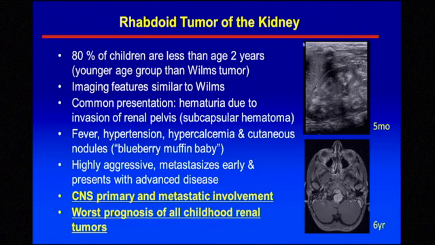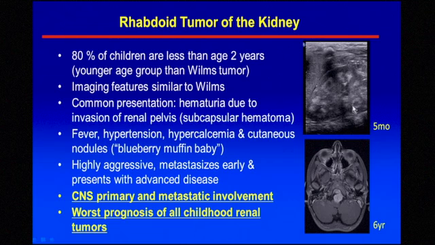Rhabdoid tumor of the kidney. 80% of children with this condition are less than age 2 years. This is a little younger than the Wilms tumor group. This also has imaging features that are similar to Wilms tumor. They commonly present with hematuria due to invasion of the renal pelvis. They may have a subcapsular hematoma. They may have fever, hypertension, and hypercalcemia with cutaneous nodules, sometimes termed the blueberry muffin baby.